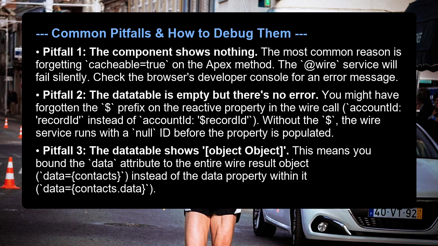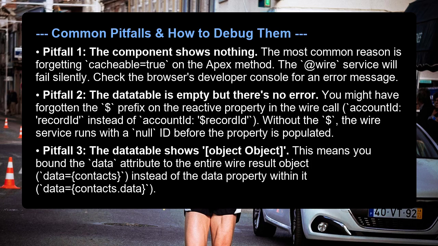Pitfall 2, the data table is empty but there's no error. You might have forgotten the dollar prefix on the reactive property in the wire call, accountId: recordId, instead of accountId: $recordId. Without the dollar, the wire service runs with a null ID before the property is populated.